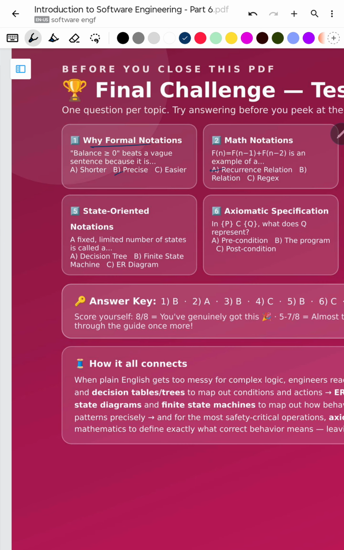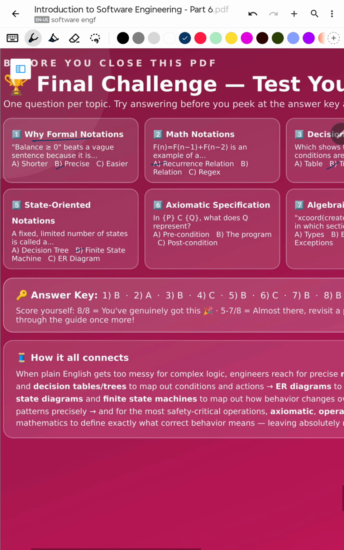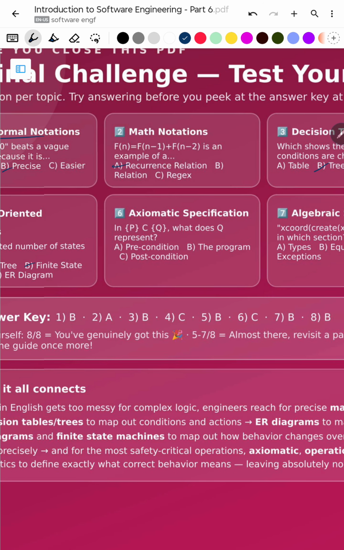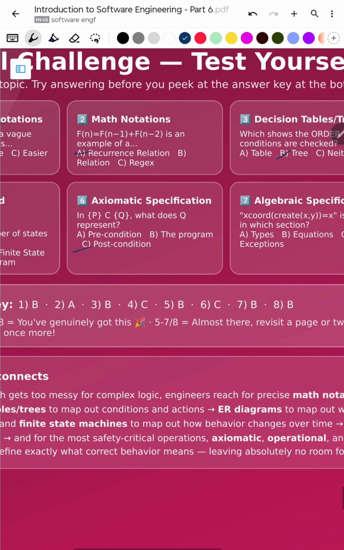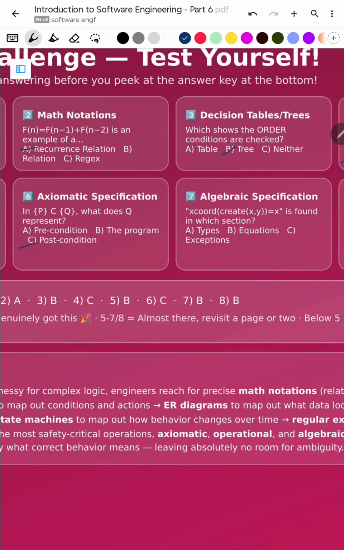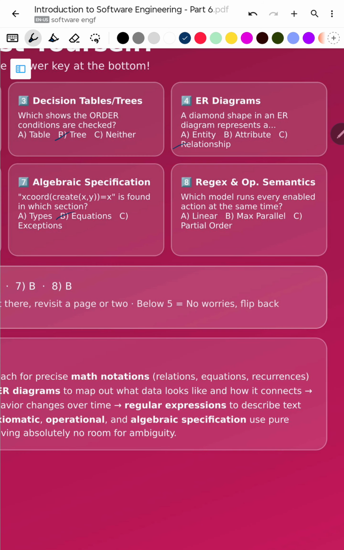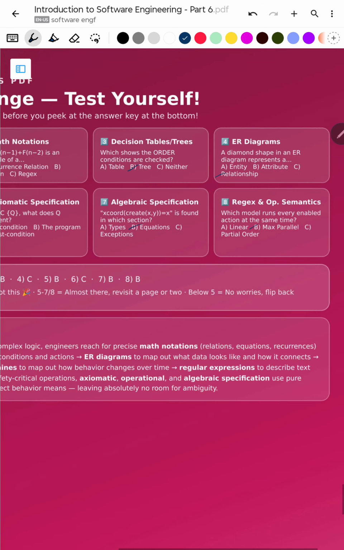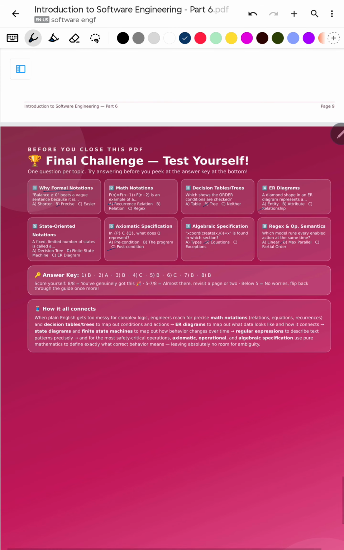Next, state-oriented notations. A fixed, limited number of states is called finite. Next, axiomatic specification. In P and Q, what does Q represent? Post condition. X coordinate, y coordinate equals 6 is found in which section? Equation. Regex and operational semantics: which model runs every enabled action at the same time? Maximally parallel. So as far as I have been answering, I was able to answer all of them.